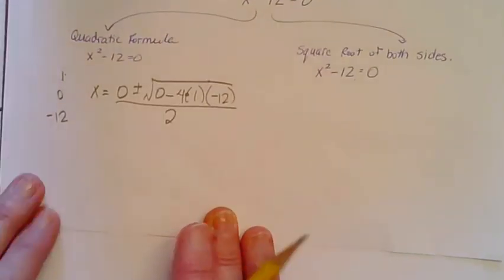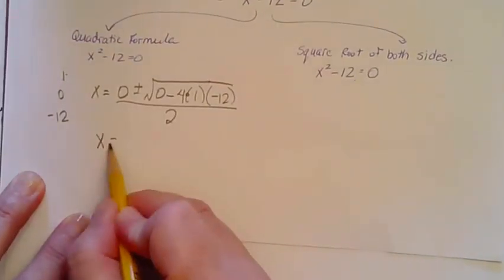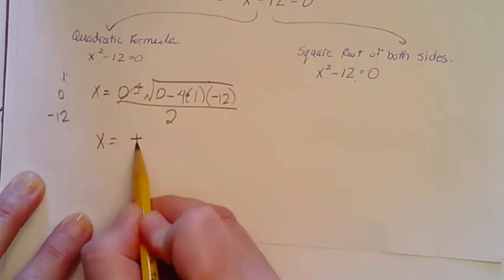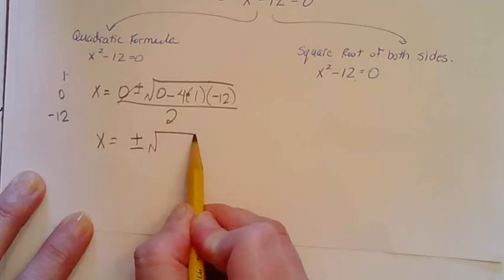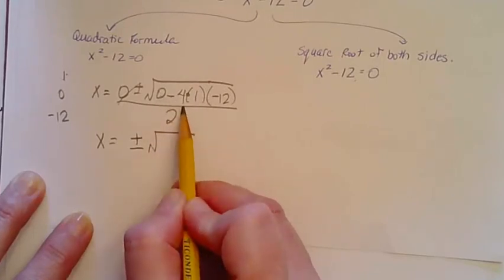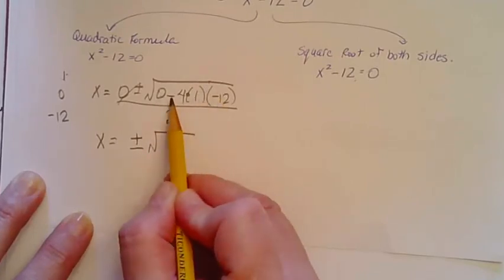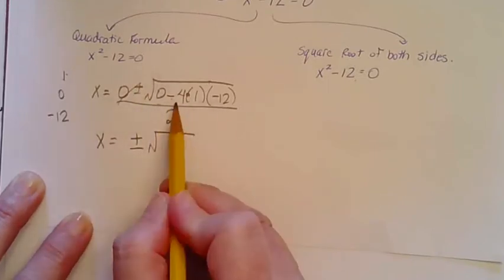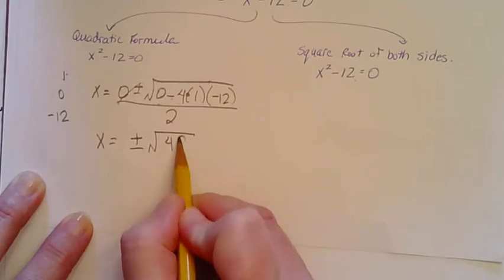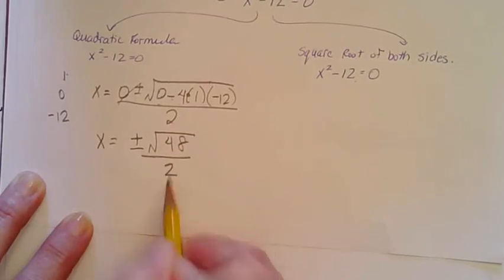Slide that up a little bit. And x is equal to, I'm not even going to bother with that 0 in front, but I do have to keep the plus and the minus. Square root. 0 minus 4 times 1 times negative 12. Well, the negative times the negative is positive. You can just type this whole bit into your calculator. 4 times 12 is 48, all over 2.